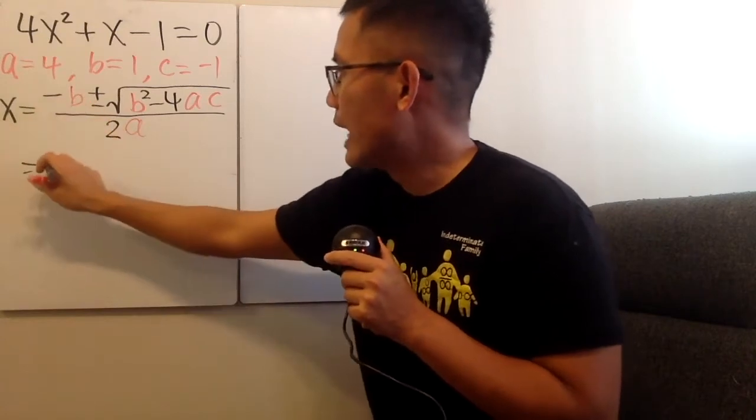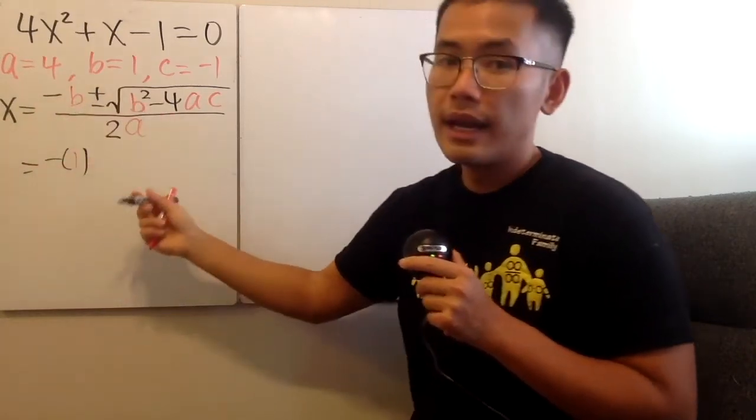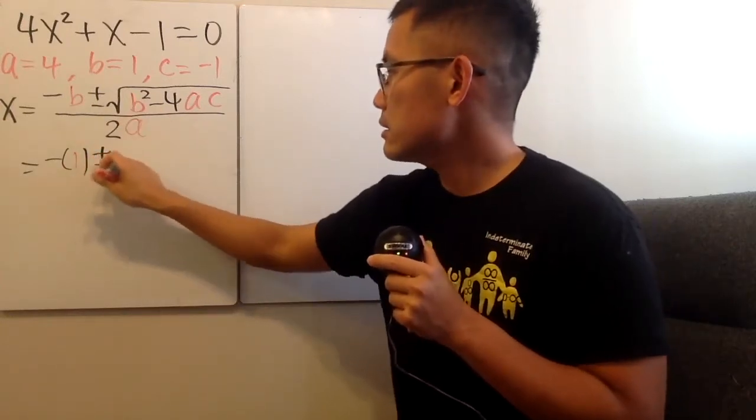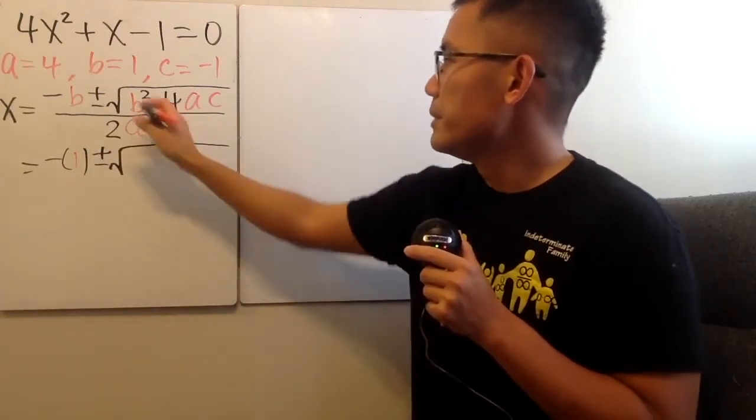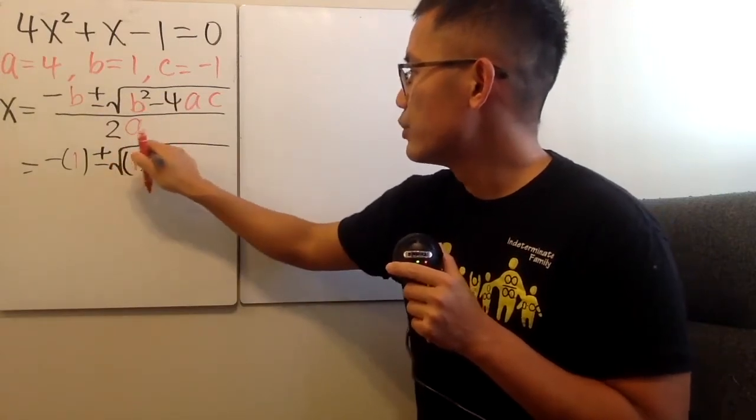Negative b, which we have, negative b is 1. So we have negative 1, and then plus minus the square root. B is again 1, and then we have to square that. And be sure to use the parentheses.